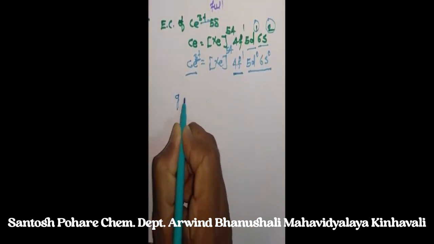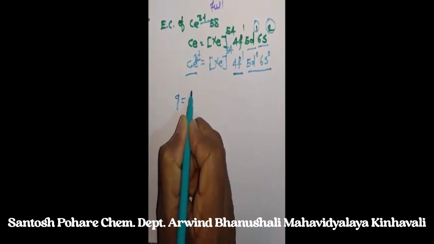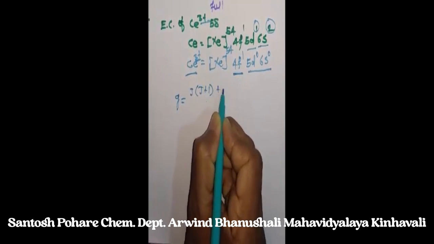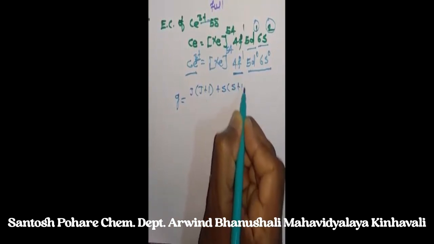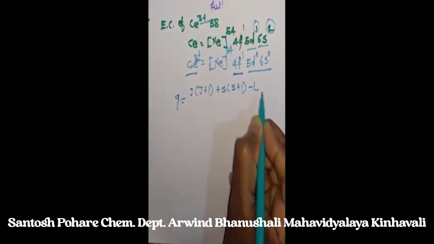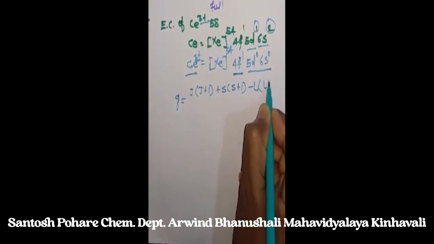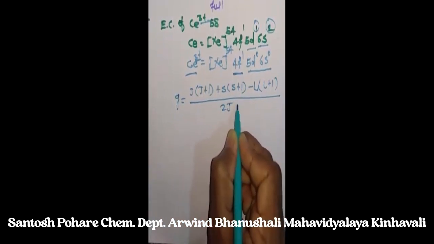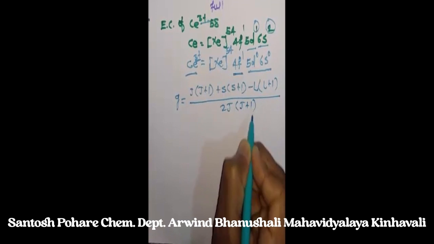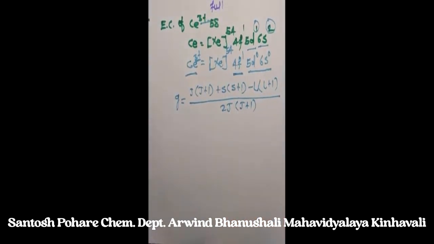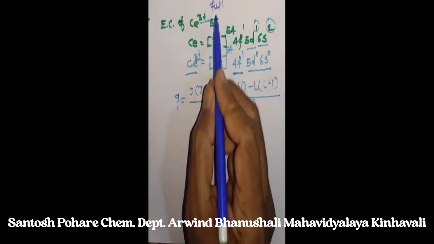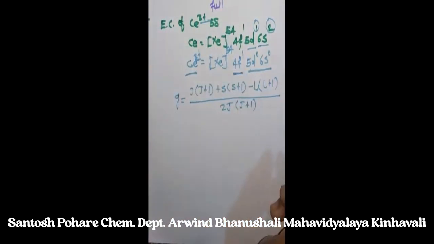So first we must know the value of g. So g is equal to, what is the formula? J into J plus 1 plus S into S plus 1 minus L into L plus 1, divided by 2J into J plus 1. So dear students, now we have to calculate the value of J, that is either its value is L minus S or L plus S.